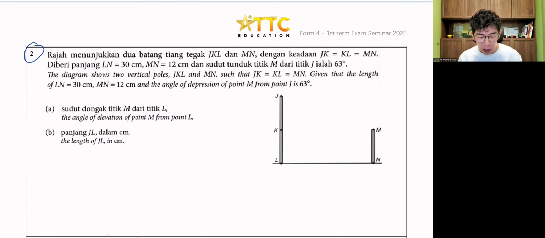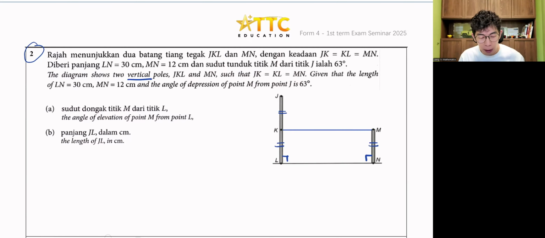Now, the diagram shows 2 vertical poles. The reason they put vertical is that it means 90 degrees. And JK, LM, N, that's the vertical poles, such that JK equals KL equals MN. So what I do is I always get curious. I always draw a line to test whether it is 90 degrees or not.